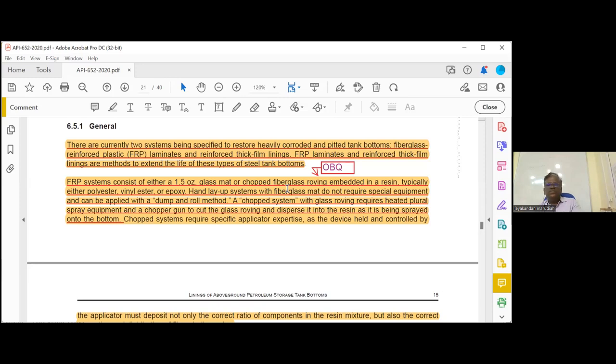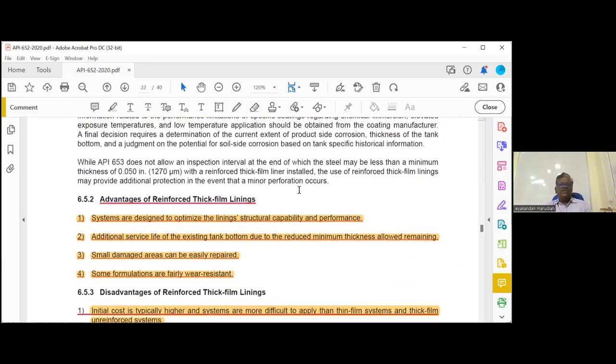There is no chopped fiberglass. That layer is not there, that is the reinforcement. Okay, sir. Thank you, sir.